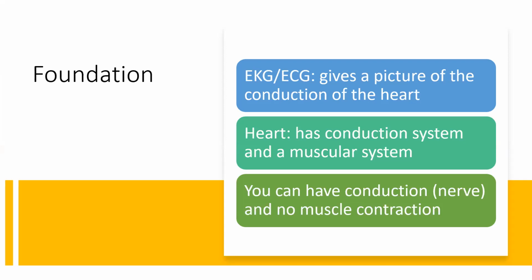What's interesting about the heart is that it has two distinct systems. It has a conduction system, which is what we are going to talk about here, which is what the EKG looks like. And it has a muscular component, which is the physical beating of the heart.